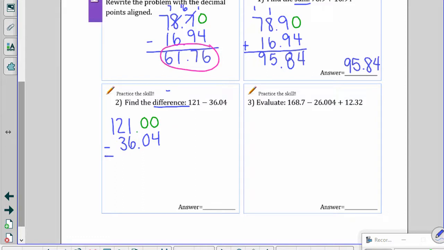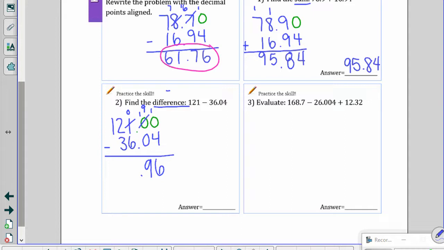All right. Looks like we're going to need to do some borrowing here. 0 minus 4, we can't do that. So let's see. Oh, we can't even borrow in the tenths place, so we're going to have to go all the way to the ones place. So we'll make it 0 ones, which would give us 10 tenths. But we need something in the hundredths place, so we'll cross that out and make it 9 tenths. And we have 10 hundredths. So 10 minus 4 is 6. 9 minus 0 is 9. Put our decimal point in there.